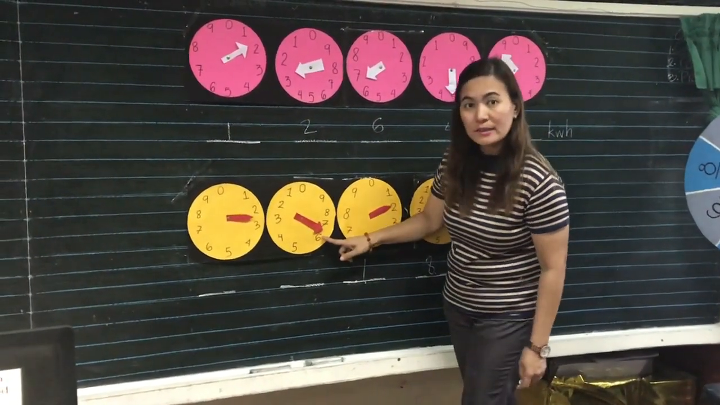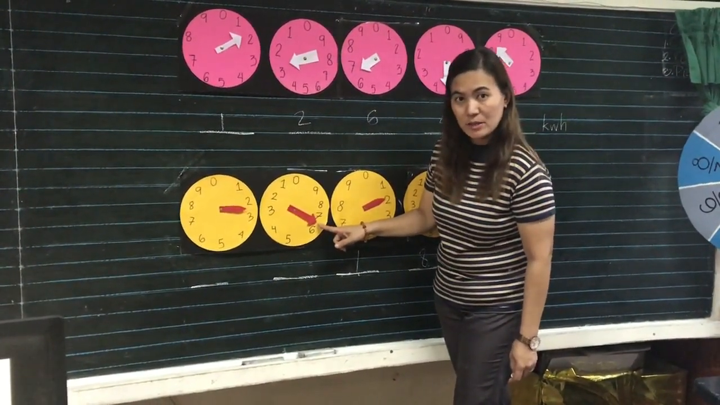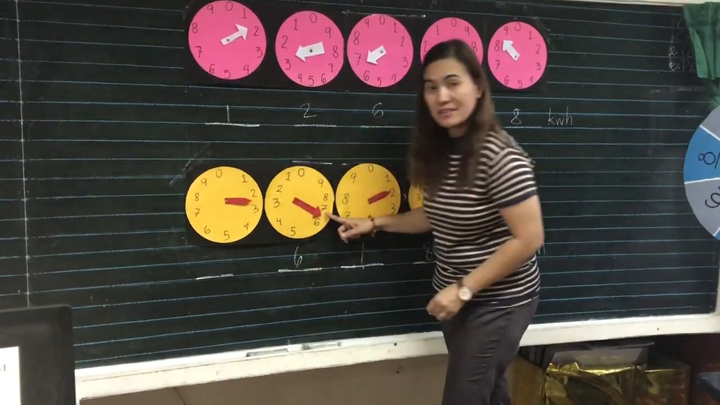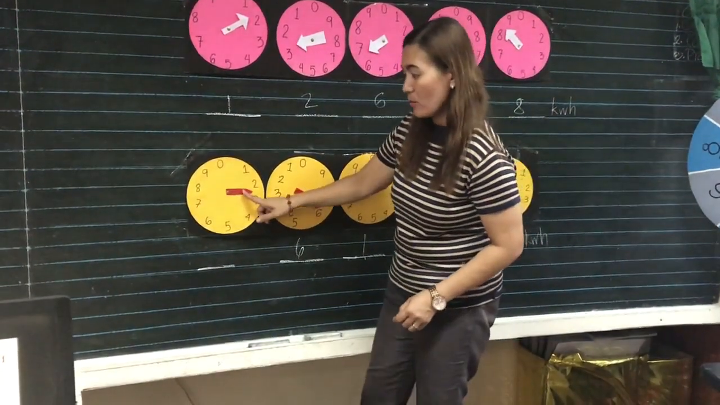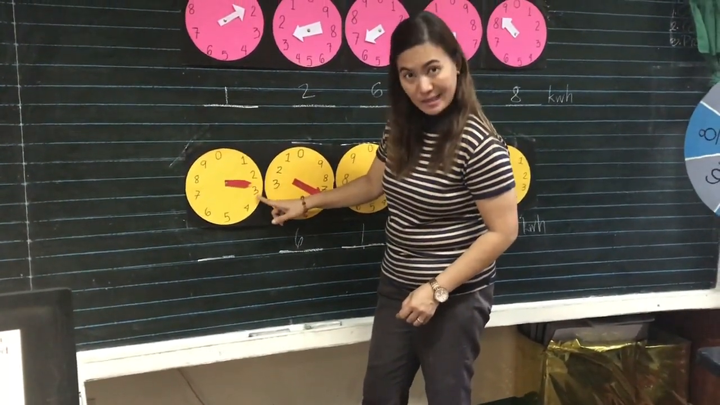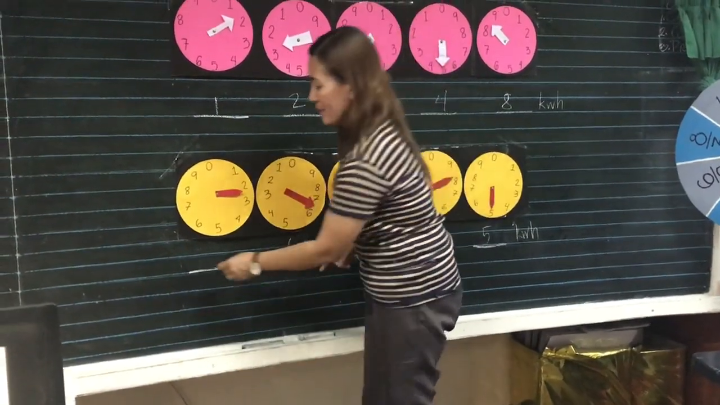How about this one? 6. Okay, it's 6. The pointer is pointing between 6 and 7, so you have to record the smaller number, which is 6. And the last one is the 2. Yes, the pointer is pointing between 2 and 3. So your record is 2.